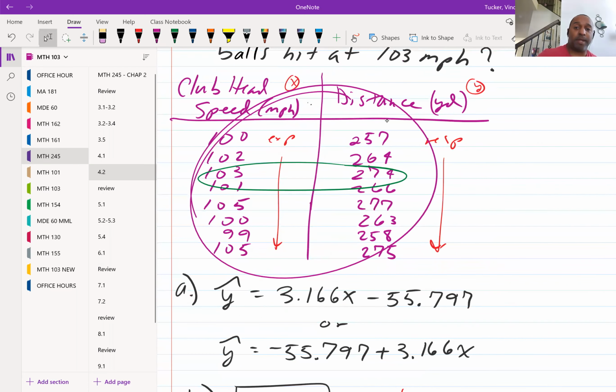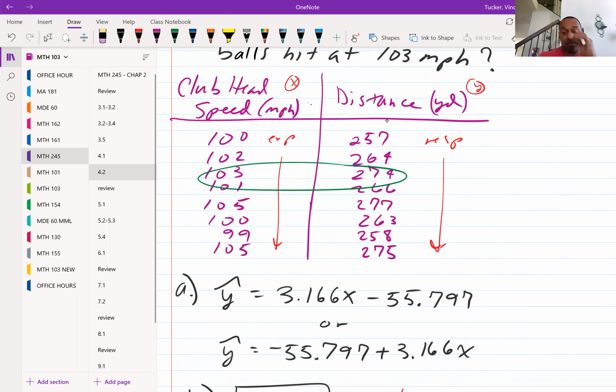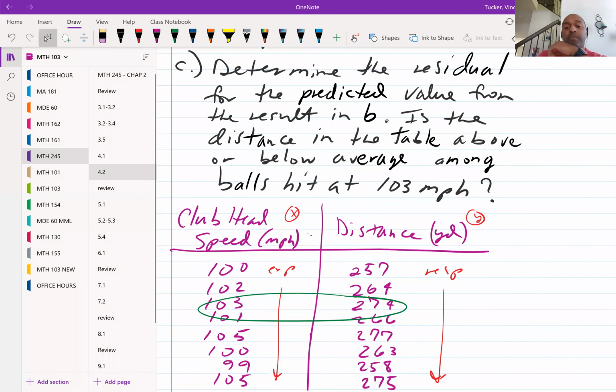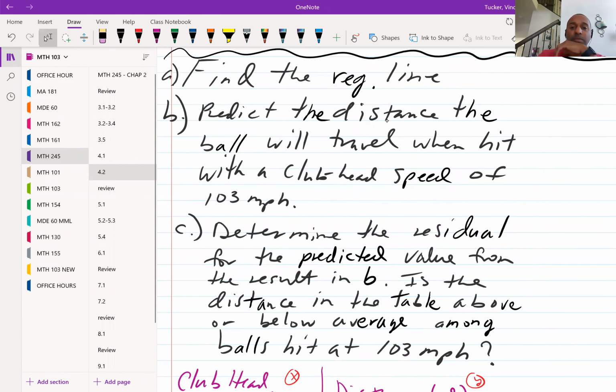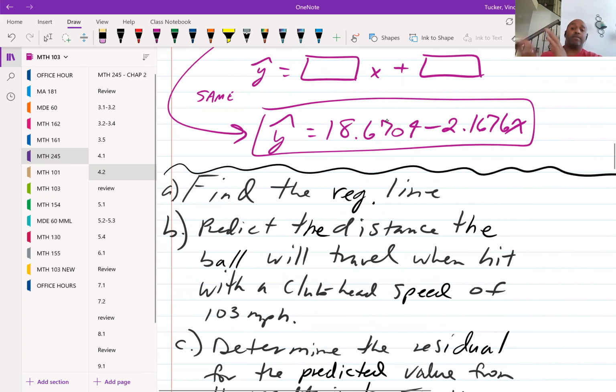We're going to go back to the club head speed. We're going to use that data set to create a regression line by using the app, and then perform these tasks right here. So we'll do that next class, and then, like I said, knock out 4.3. And then that'll be it for chapter 4, and we'll talk about how we're going to move going forward.